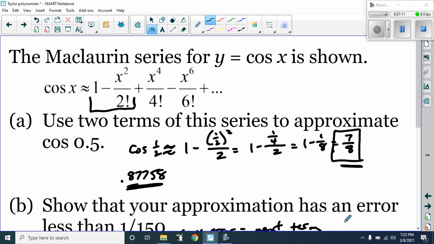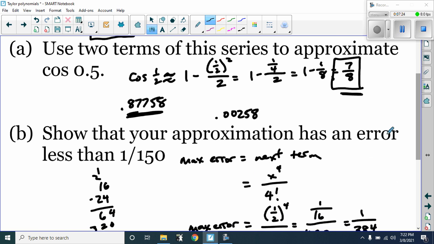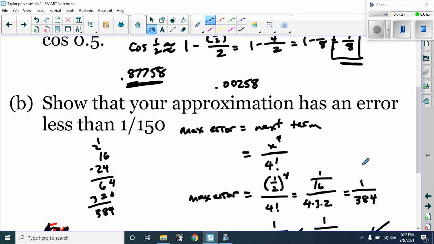This is our approximation. If you subtract those two things, you'll find that they differ by 0.00258, which is a pretty small error there. It's very, very close to our max error of 1 over 384.